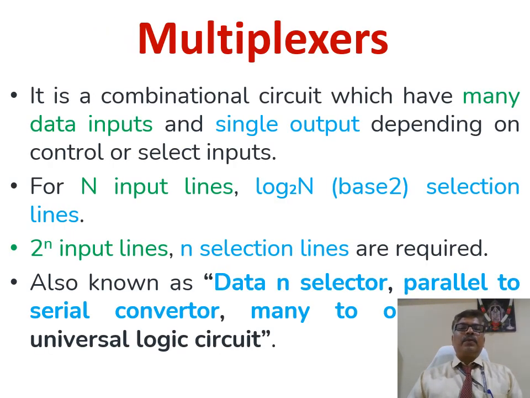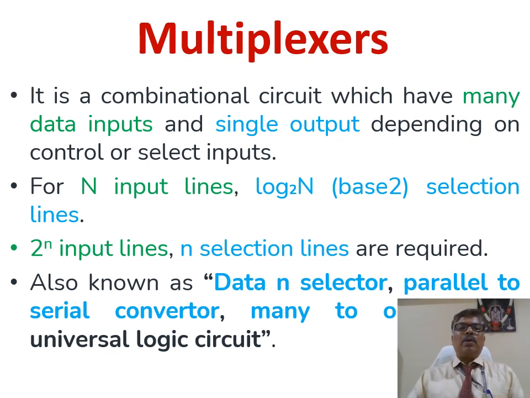Let us look at the definition of multiplexer. It is a combinational circuit which has many data inputs and a single output. This single output will select one of the data inputs as the output signal depending upon the selection lines.